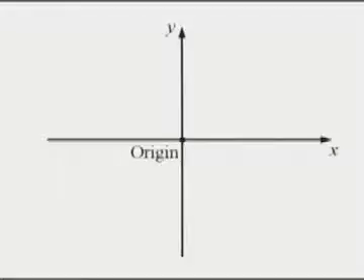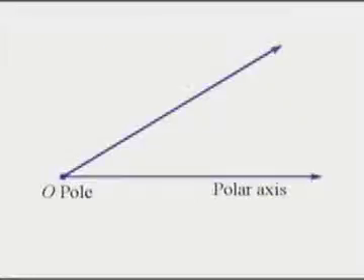Now what we're going to do is have another way of representing points. I'm going to refer to the origin as the pole. Then we're going to have a polar axis, which is going to go in the same direction as the positive x-axis. Then we rotate an angle out from the polar axis. The measure of the angle is theta.